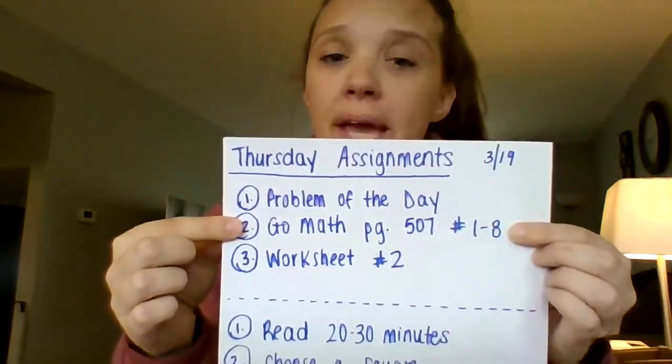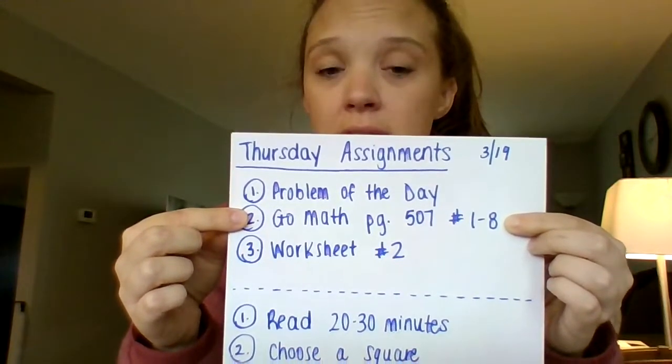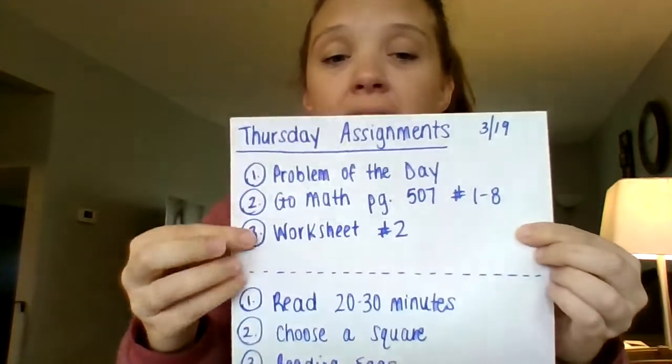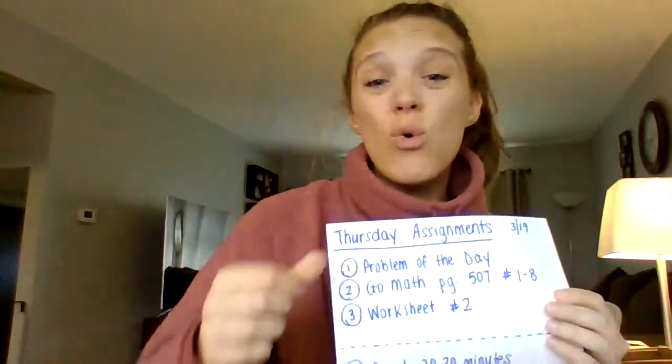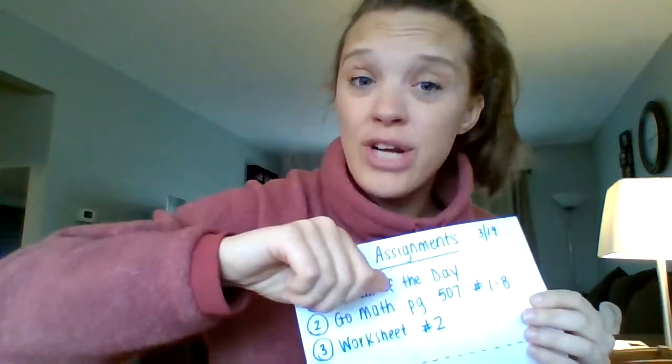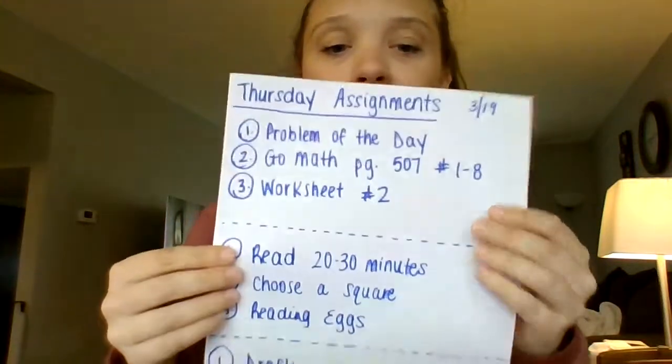Today, you'll be doing page 507, numbers 1 through 8 in your Go Math book. And then when that's done, you're going to do worksheet number 2, okay? So in that packet that you did yesterday, turn the page, go to day 2. Day 2 is worksheet 2, okay?